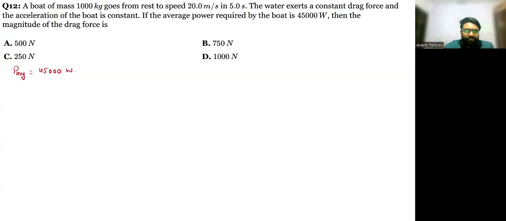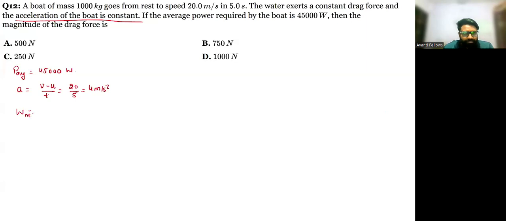From rest to this speed, the acceleration we can calculate here is v final minus v initial divided by time taken, which is 20 upon 5. It's 4 meter per second square and it is constant. Why? Because the force exerted is constant, so the acceleration of the body is constant. So this is a constant value. Now, if we apply the work energy theorem here, the net work done is equal to the change in kinetic energy.